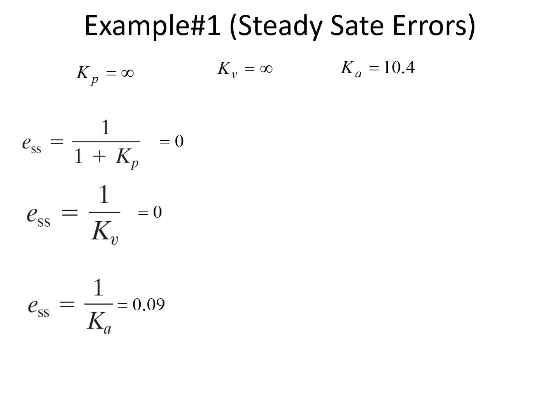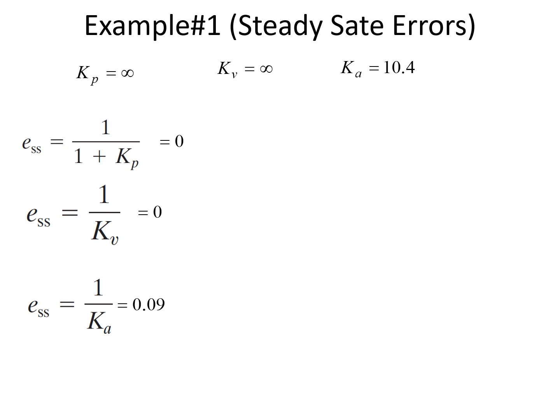Now, for the above example, you know that if there is one s in the denominator it is a type 1 system, and if it is a type 0 system, then you will not have any s. But here in the denominator we have s square, so the type of the system is 2. The type of a system indicates the type of the errors that we can get. So for this particular type 2 system, we are going to get Kp as infinity, Kv as infinity and Ka equal to 10.4.